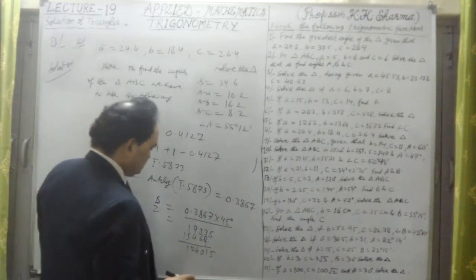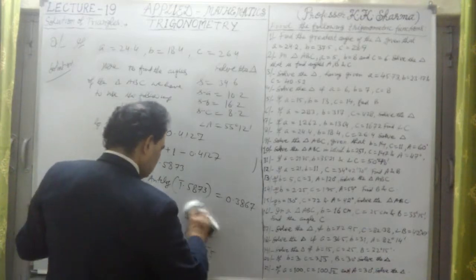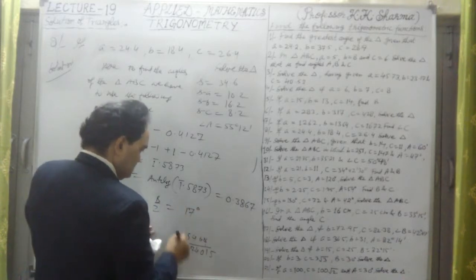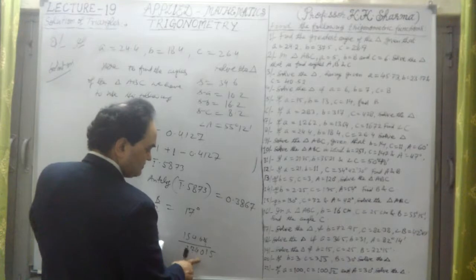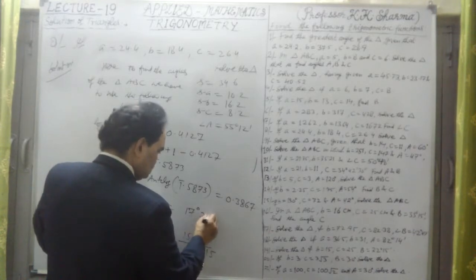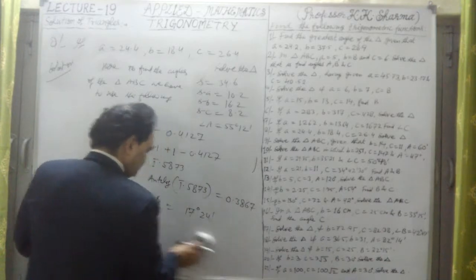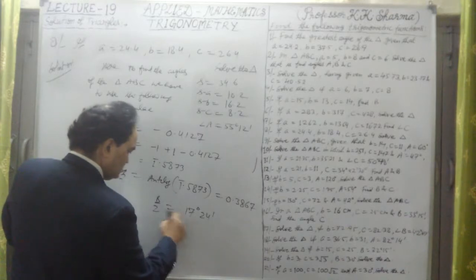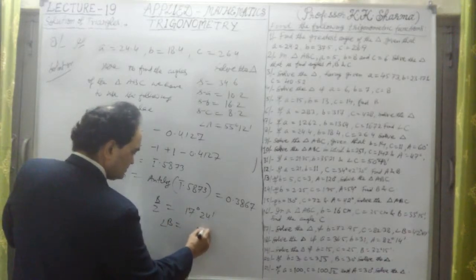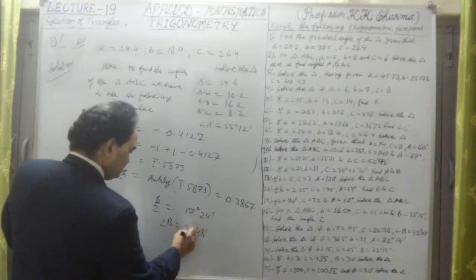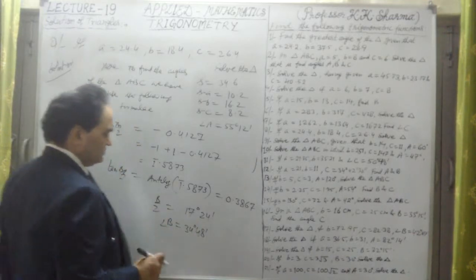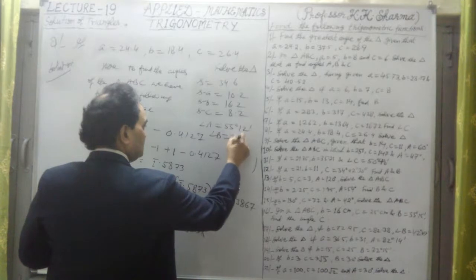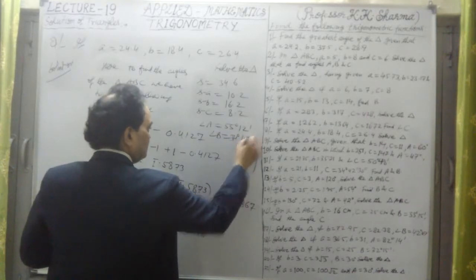So B by 2 is equal to 17 degrees. Then 0.4 multiplied by 60 is 24 minutes. Multiplying this by 2, angle B is 34 degrees 48 minutes. This is angle B. Angle B is going to be 34 degrees 48 minutes.